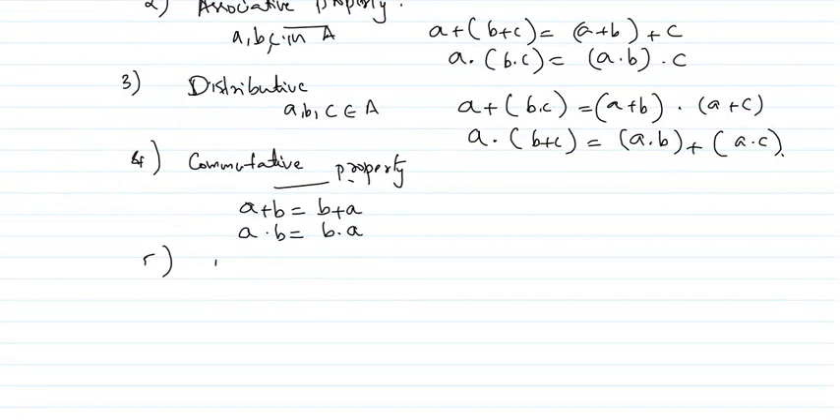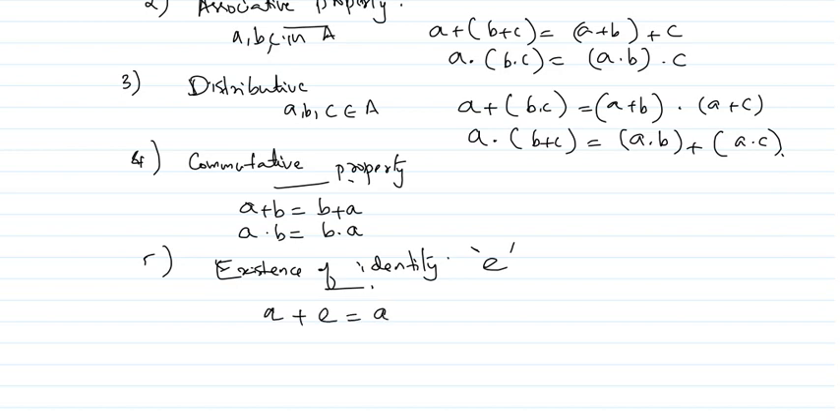Existence of identity. The identity element is denoted by small letter E. And for addition, A plus E is equal to A, that is equal to E plus A. So this is the property of identity. If you add an element to A, we get the same A itself.